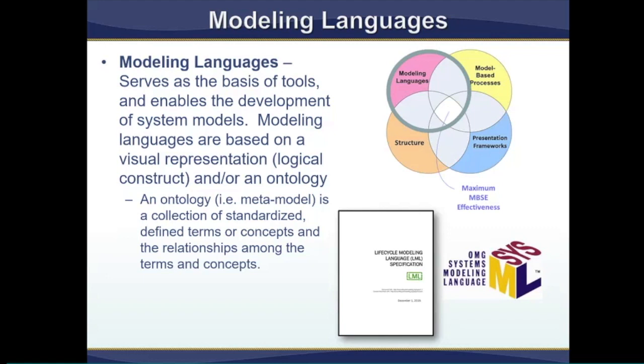some people say ontology, some people don't like the term ontology, some people want to say meta model. I don't care what you call it, right? I call it an ontology, but in my vernacular, the term ontology and the term meta model are synonymous. And what that ontology is, it's a collection of standardized defined terms or concepts and relationships among the terms or concepts, and to be able to define that is something that we're going to need in the future of this discussion when we talk about structure.